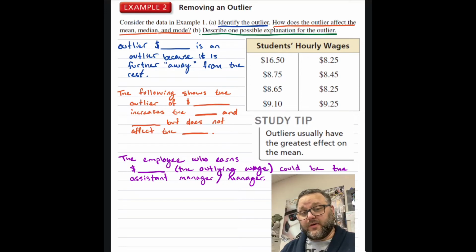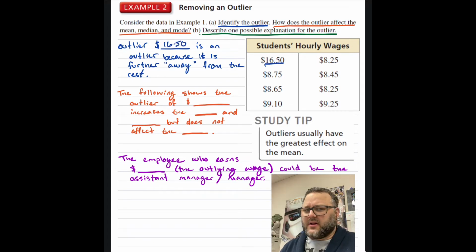All right, here we go for example 2 when we're talking about those measures of center. This time we're going to be talking about what happens to the data set when we remove an outlier. And this begins the idea of why there's such a difference between mean and median, especially which one should be represented for what. Okay, so outlier. The outlier in this data set is the $16.50. It's just far and above beyond everything else.